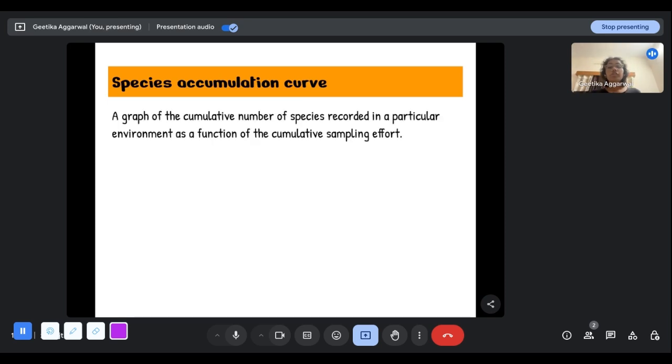Moving forward to the species accumulation curve. What is a species accumulation curve? It's actually a graph of the cumulative number of species recorded in a particular environment.